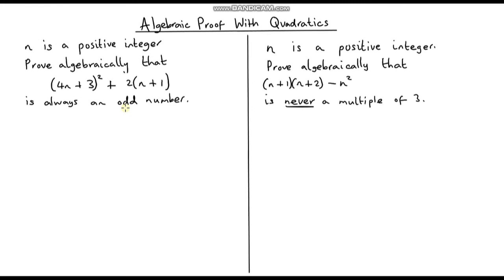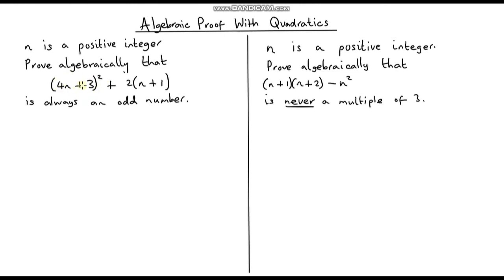Okay, I'm going to go through another couple of questions. This one is going to be an example that I do because it's slightly different to the previous two, and then you can have a go yourself with this one. So this question here, prove algebraically that this expression here is always an odd number. So again, the first thing to do is expand these brackets.